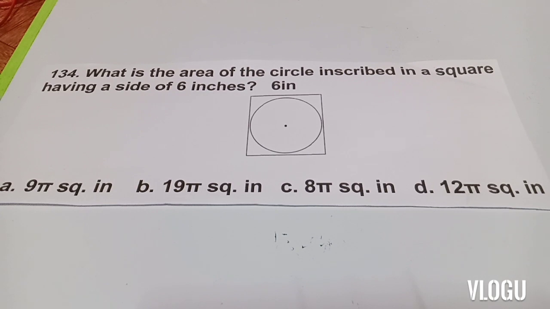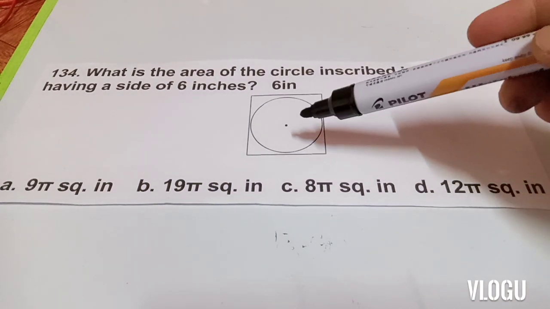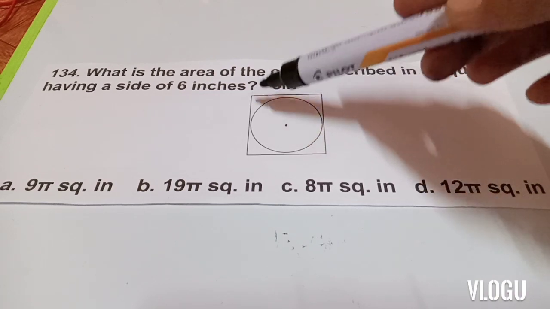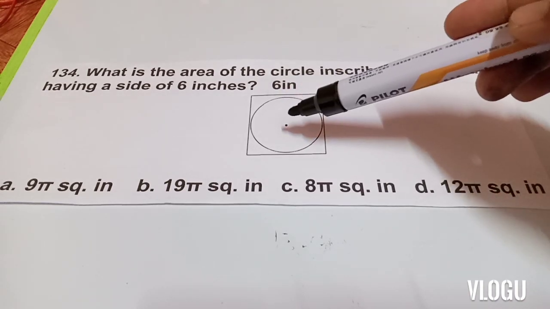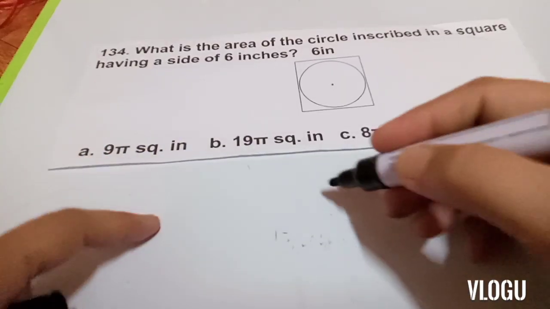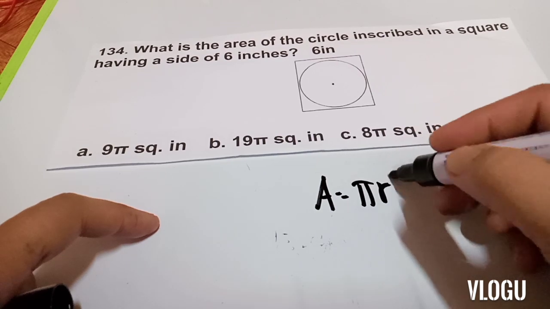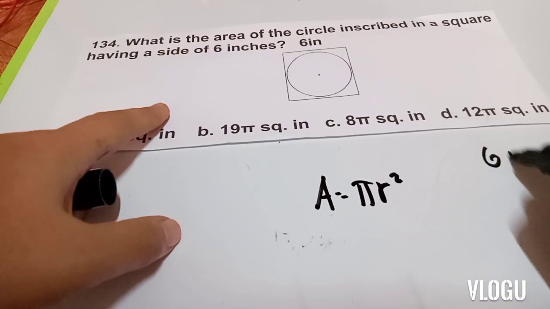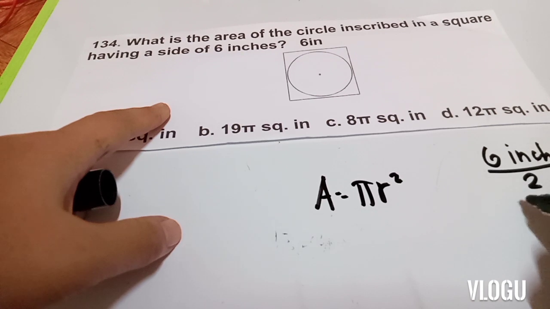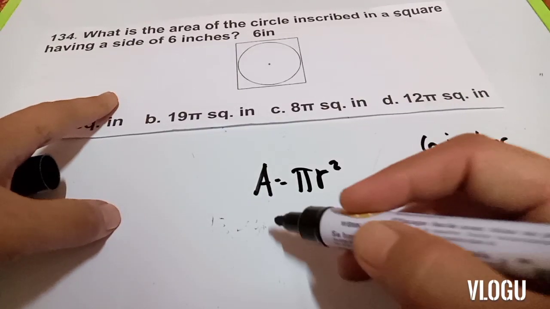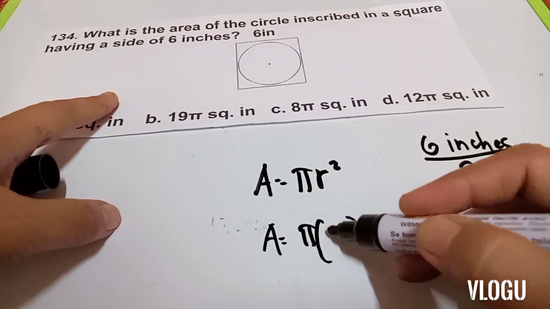What is the area of the circle inscribed in a square having a side of 6 inches? We know that the area of a circle is pi r squared. And this is the diagram. Inscribed in a square means there is a square, and inside the square, there is a circle. So, guys, take note. Area will be pi r squared. And we know 6 inches, and r, for the radius, is divided by 2, which will become 3. Is that correct?